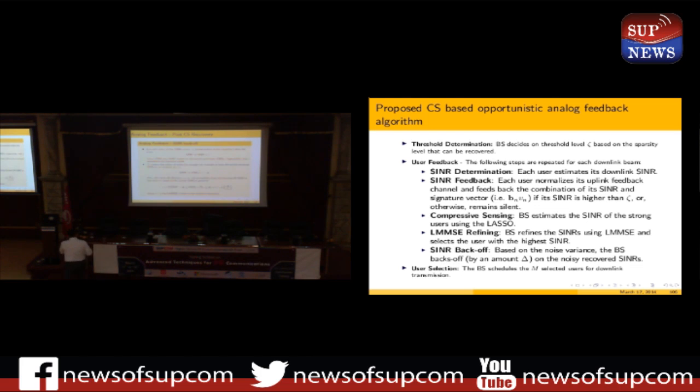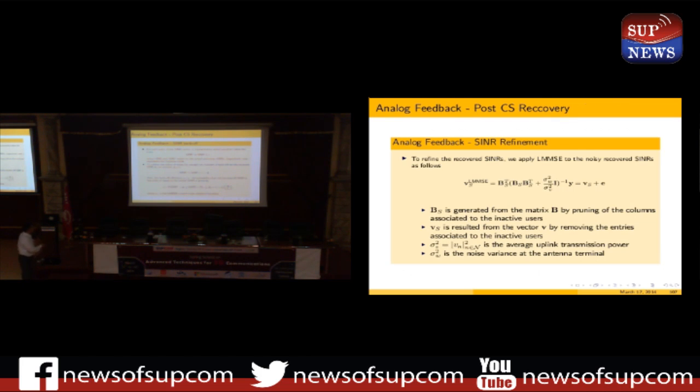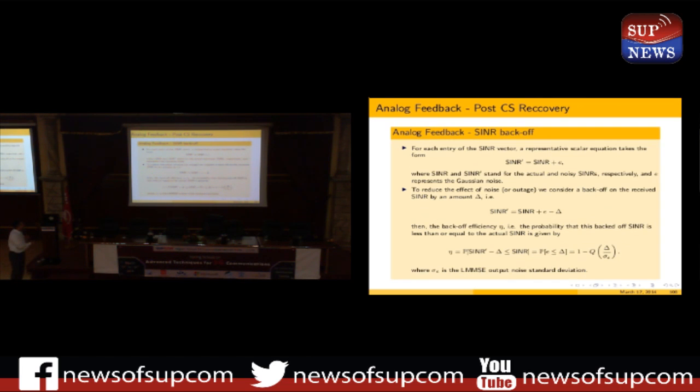So what we do, we actually calculate the optimum value of the back off. Using random matrix theory, we can find the value of delta that we need to use, okay, so as to optimally back off, okay? Because if we back off too much, we're going to lose rate. And if we back off very little, we might be serving a user at a higher SNR than the actual SNR. Then there is an optimum back off that we can use. Okay?